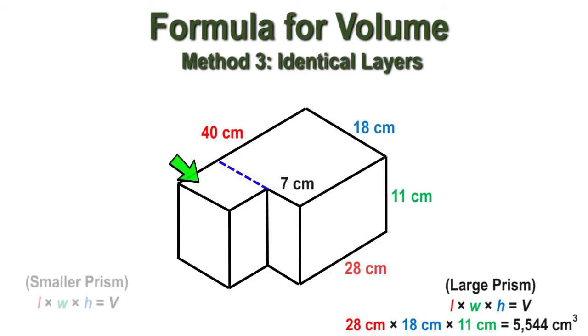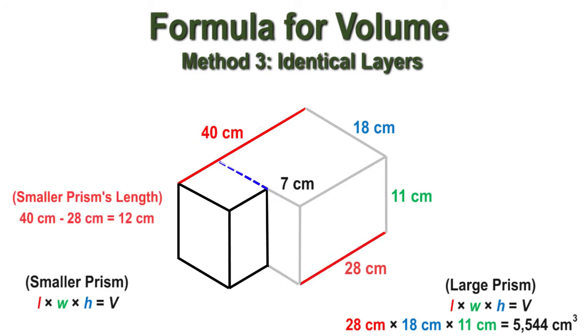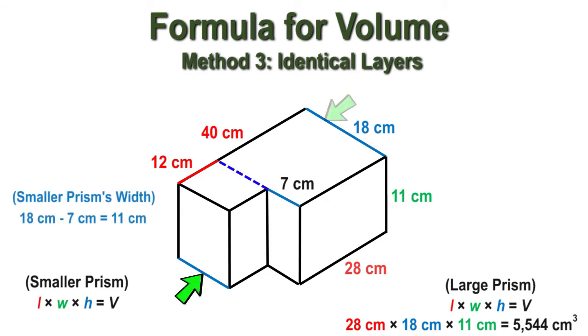Next, we need to determine the volume of the smaller prism. We can determine its length because we know the longest edge of the original prism before we decomposed it was 40 centimeters. The measurement of the smaller prism's length is the difference between 40 centimeters and the length of the larger prism. 40 centimeters minus 28 centimeters is 12 centimeters. Similarly, the width of the smaller prism is the difference between the width of the larger prism and the given measurement of 7 centimeters, or 11 centimeters.